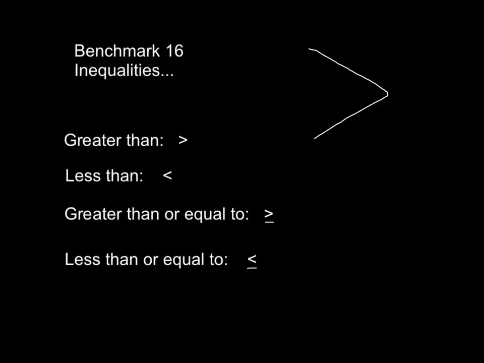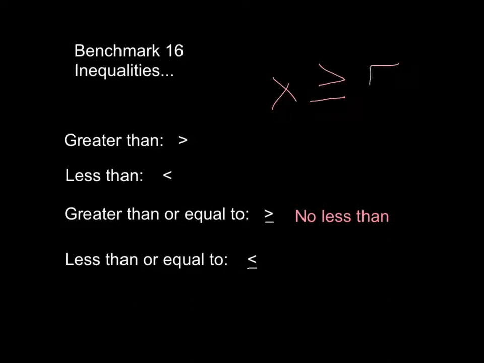There are other ways of using these words as well. The last two, where it says greater than or equal to, you can also call no less than. Because if x is greater than or equal to 5, that also means x is no less than 5. X can be 6 or 7 or 8 or 9 or 10. X can even be 5, but it can be no less than 5. So greater than or equal to is the same as no less than.